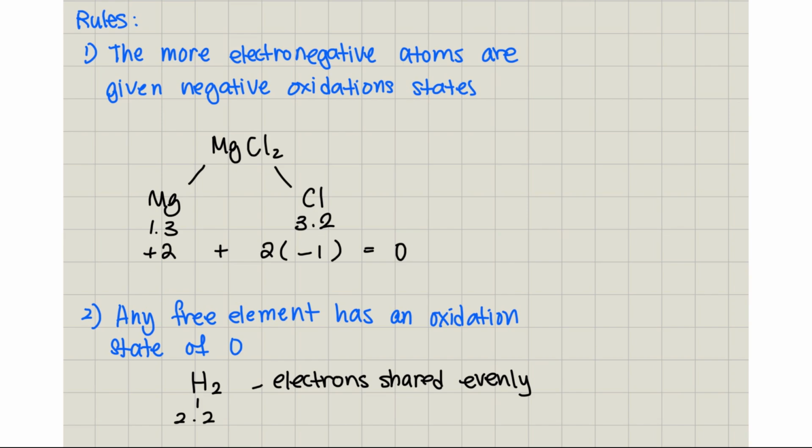Rule number 2 is that any free element has an oxidation state of 0, such as in H2, which is commonly found in the atmosphere. In H2, each hydrogen atom has an electronegativity of 2.2. Therefore, the electrons are shared evenly between the two hydrogen atoms, and thus the oxidation state is 0.